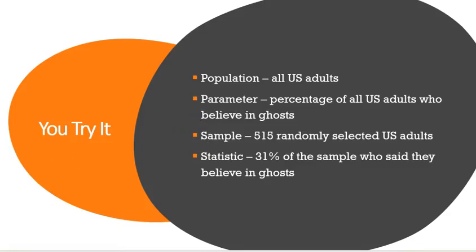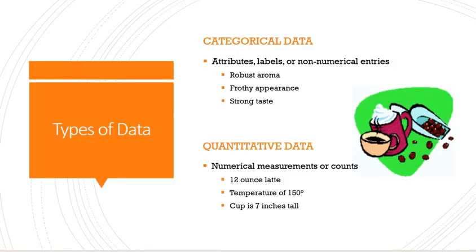All right, the data that we collect, we can classify it into one of two groups, either categorical data or quantitative data. So categorical is like, think of it like categories. It could be colors, it could be anything really that's not a number. So we're describing taking data on coffee, the aroma, the appearance, the taste, those would all be categorical data. All right, quantitative data is numerical measures or counts. So how big is my coffee? 12-ounce latte, the temperature, the height of the cup.